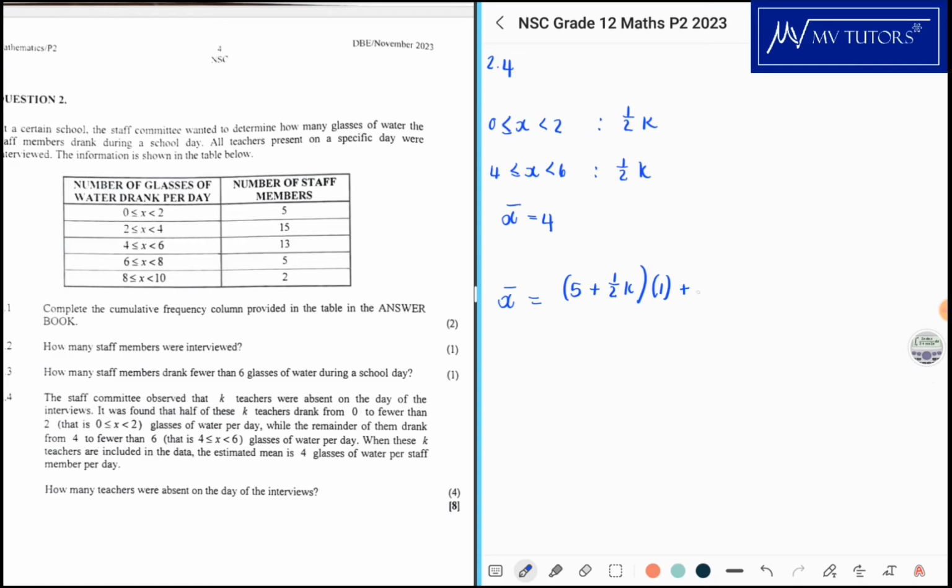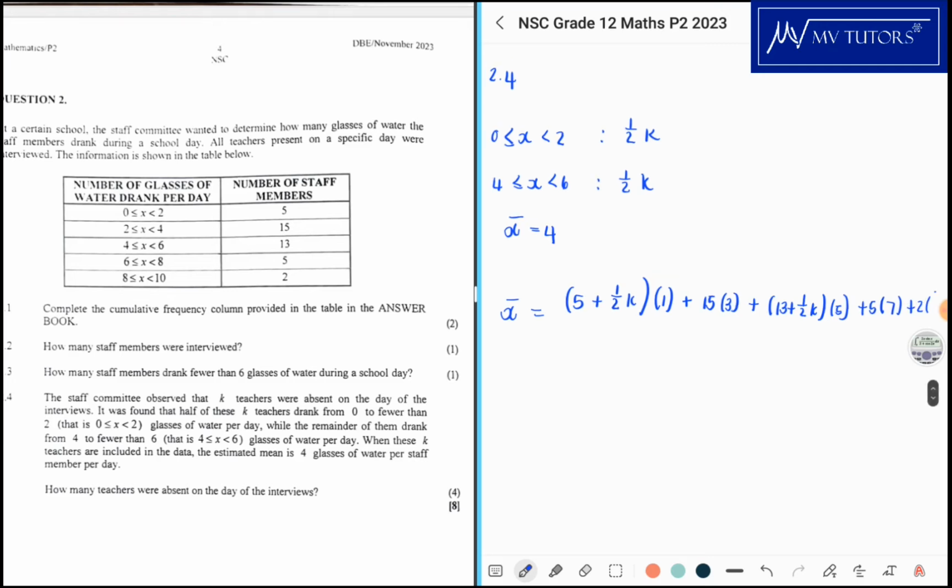And then you continue. Then you have 15, and you multiply by 3 because that's in between 2 and 4. Then we have 13, but remember, from the region of 4 to 6, there's still that other half K. So you would take your 13 plus half K and you multiply it by 5. All right, and then you have 5 multiplied by 7, and then you have 2 multiplied by 9.